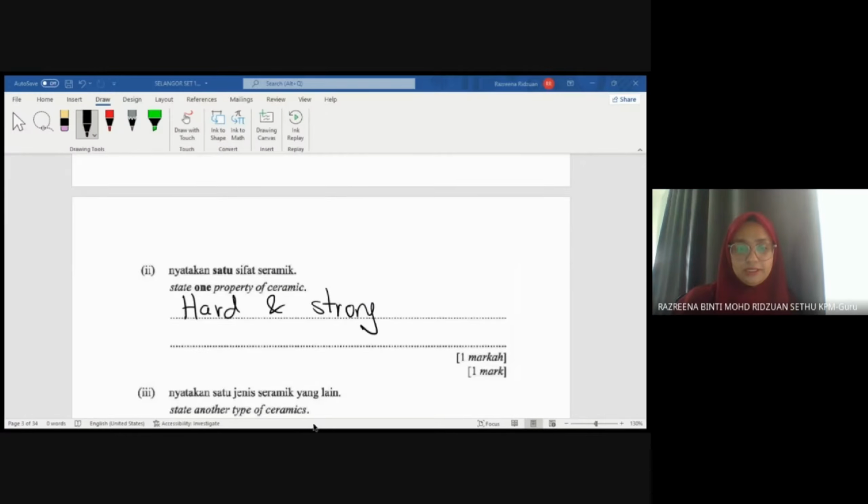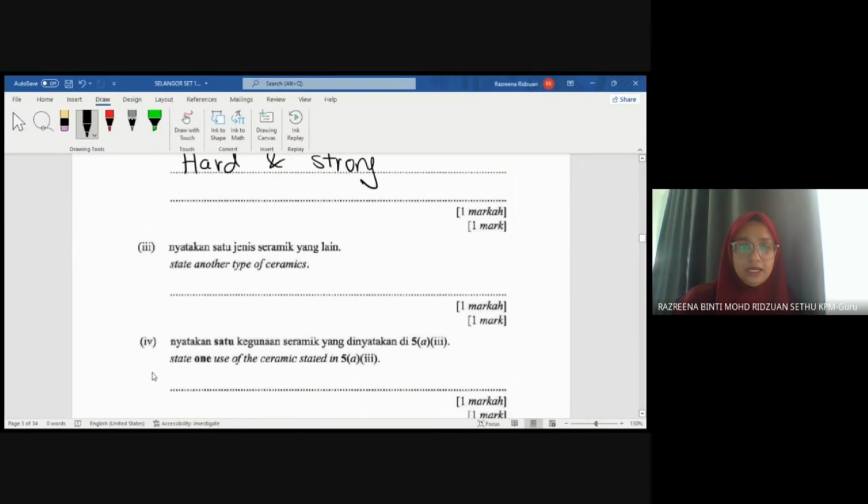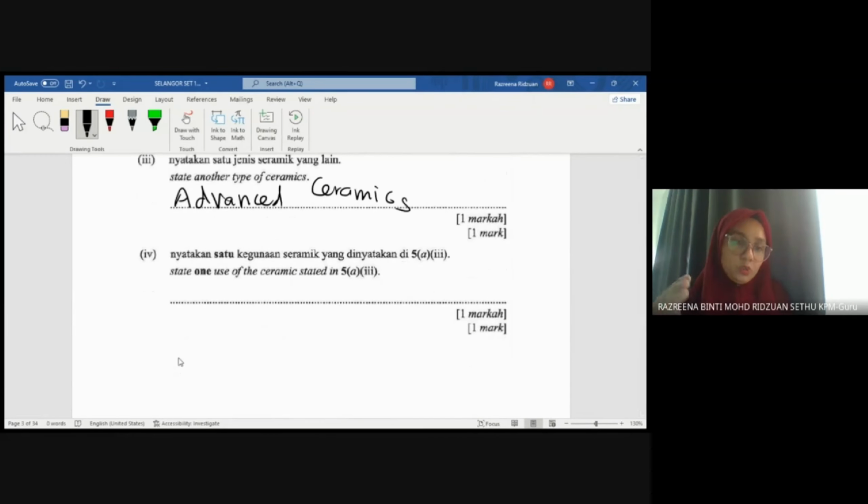Next, question 3. State another type of ceramic. There are 2 types of ceramic. One is traditional ceramic. Another one is advanced ceramic. And advanced ceramic, we have a lot of uses. So question 4, state one use of ceramic. You can use it as a cutting disc, you can say brake disc in the car, right? Cutting disc also can.